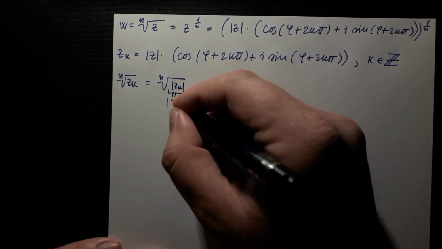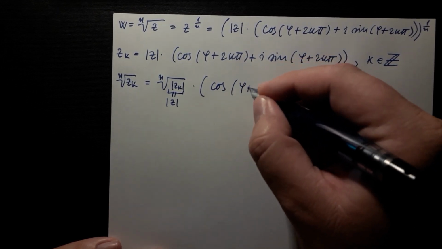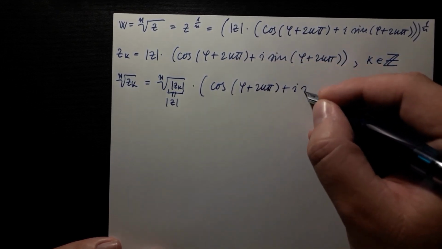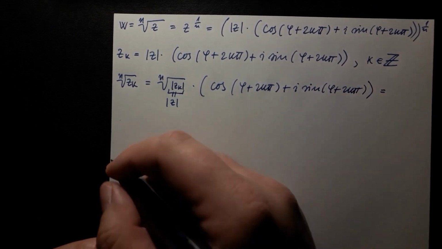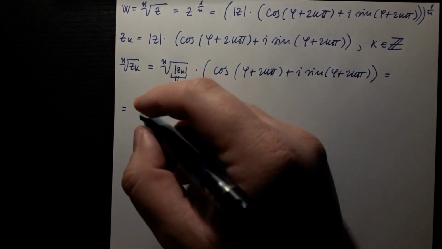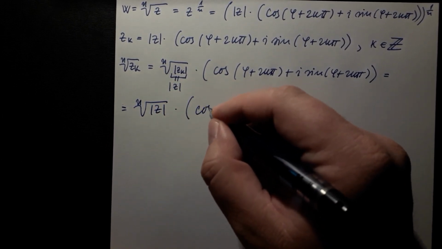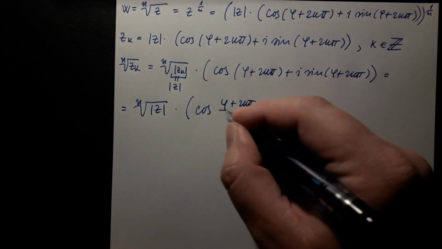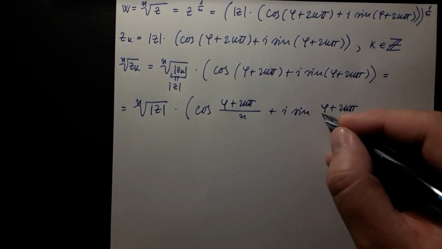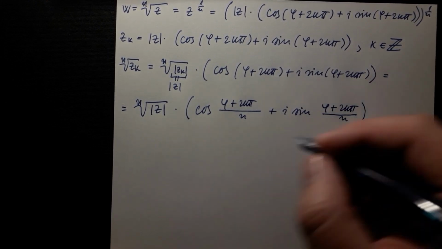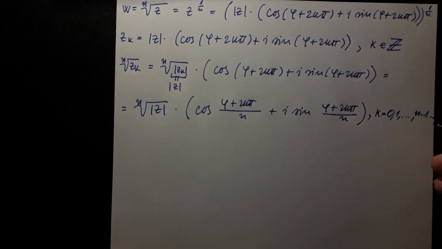Module of zk is basically equal to the module of z times cosine of phi plus 2kp plus I sine of phi plus 2kp, which is then equal to the nth root of module of z times cosine of phi plus 2kp divided by n plus I sine of phi plus 2kp divided by n. And this happens for k equal to 0, 1, and so on to n minus 1.